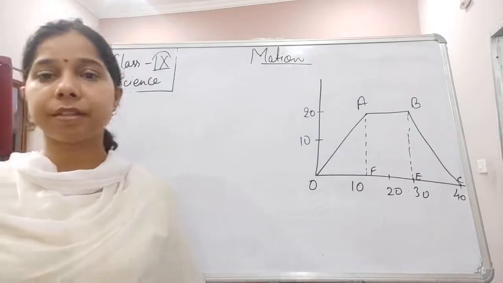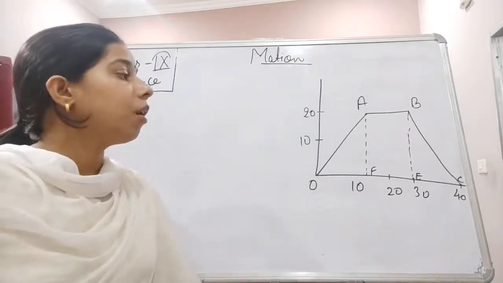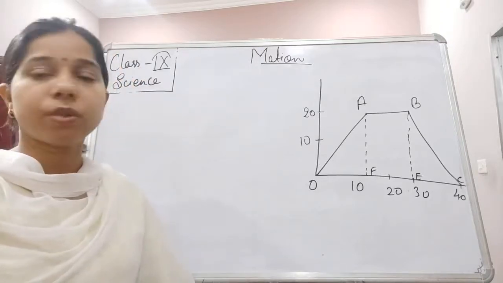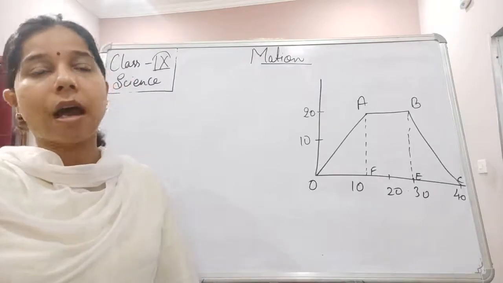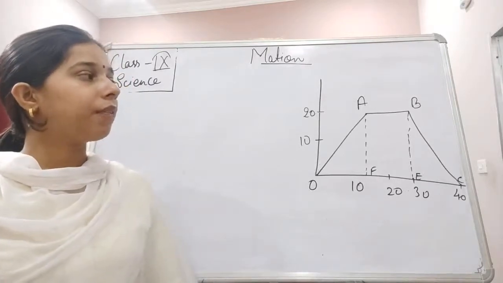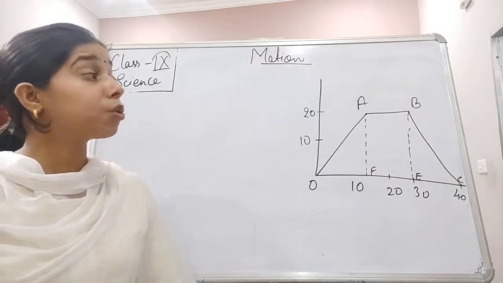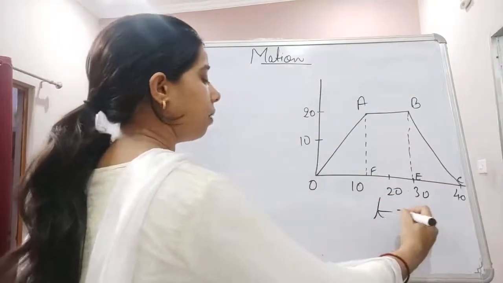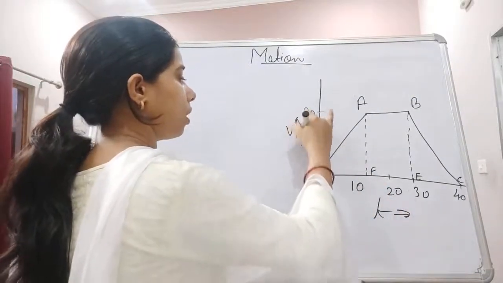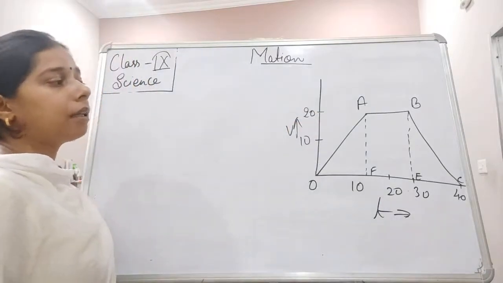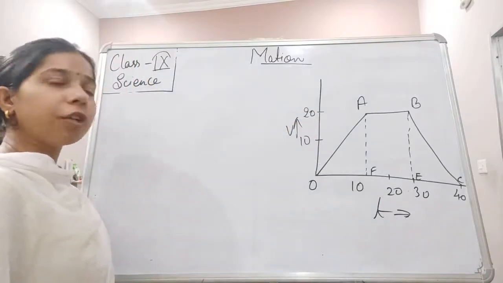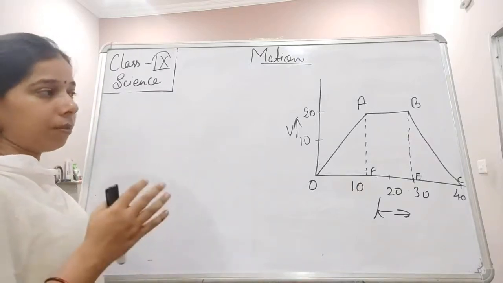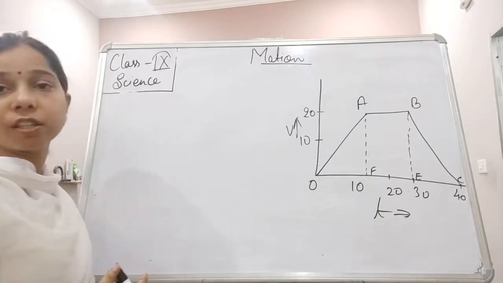So students, in the previous class in this chapter, that is motion, we were talking about the numericals which are related to the graph, and today also we will continue. Yesterday we saw some questions related to this velocity time graph. This is the time, and this is the velocity. Such questions can be asked in which the graph is given, and you have to solve the questions related to the graph.